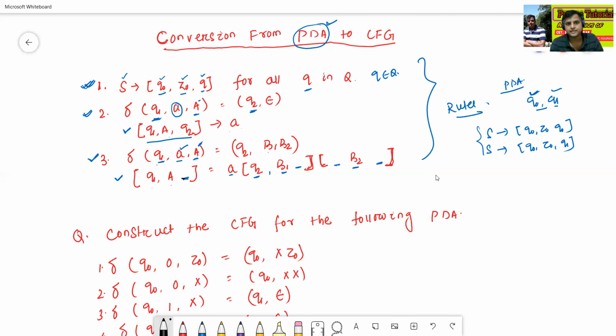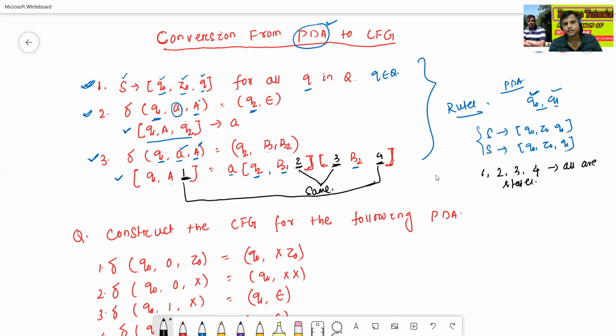These blanks are called states. All of these blanks, this one, this one, and this one, are states. Let me fill them in: 1, 2, 3, 4. All are states. Remember one thing: states 2 and 3 must be the same, and states 1 and 4 must be the same.